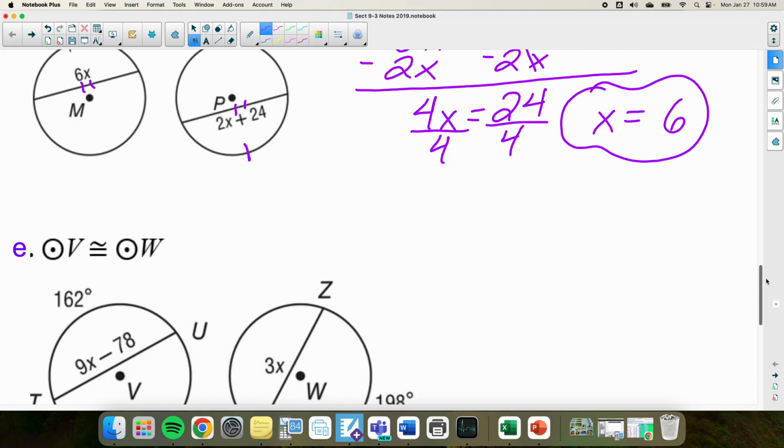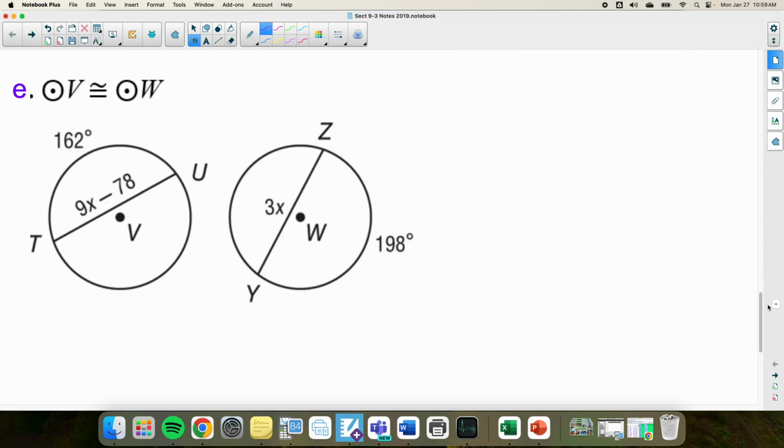Okay. Now let's look here. We have two circles that are congruent again, and this one is a little bit deceiving. What do you think we would have to use in this, Christian? Yeah, it would be algebra again, because it would be 3x is equal to 9x minus 78. Yep. It's kind of tricky with the degrees, but 198 and 62 are equal to 60.